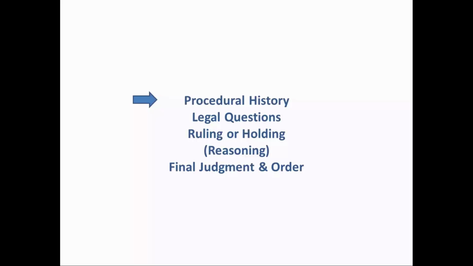So how did it begin? How did the litigation begin? What were the lower court actions? What did the trial court decide? Was there an intermediate appellate court? And do we now have an appeal in a higher court, say the Supreme Court?